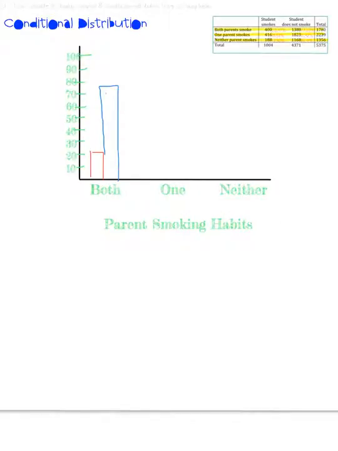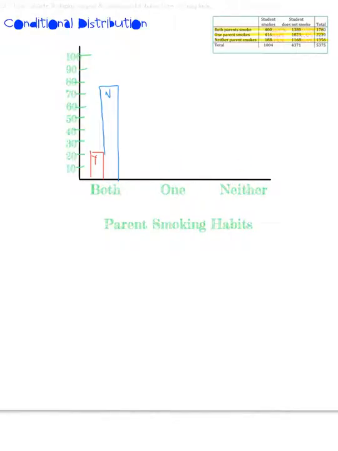So this is the no, and this is the yes. What I can see here is that if your parent smokes, there are more people who said they themselves don't smoke. So now let's look at one and then neither.